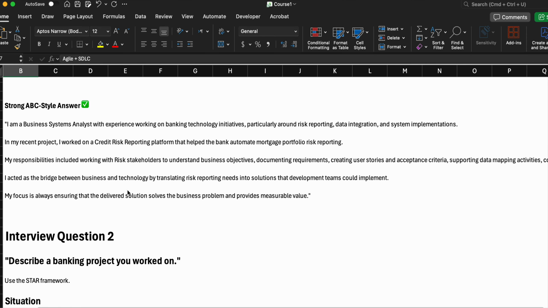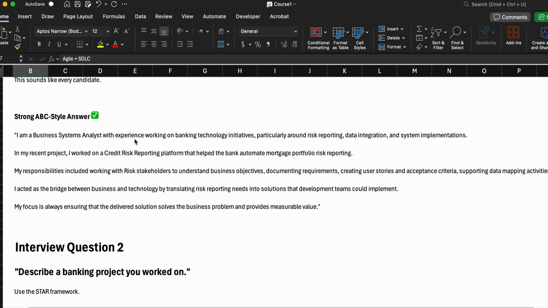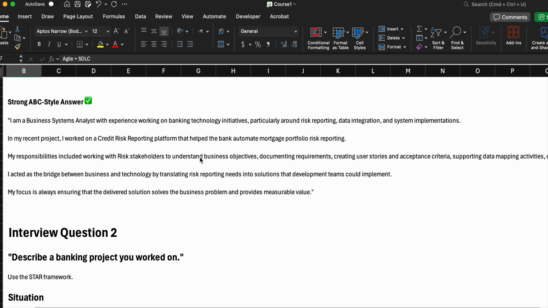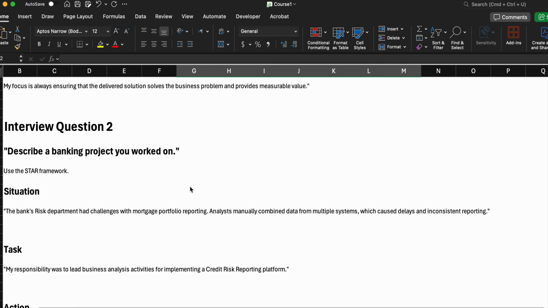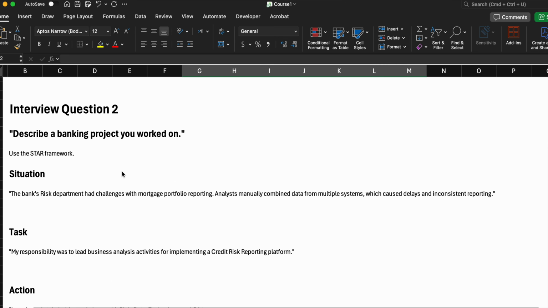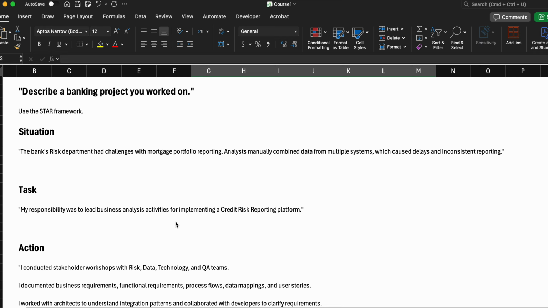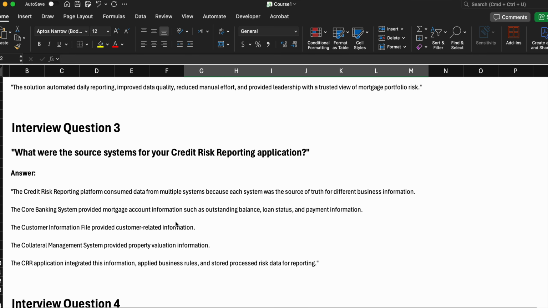You can prepare particularly for the project related questions. You can talk about the architecture, data mapping, what technical things you implemented, how the end-to-end flow works, and what you did. You gather BA artifacts. How do you support this project? The next question they're going to ask: describe your banking project. You can talk about your credit risk application.